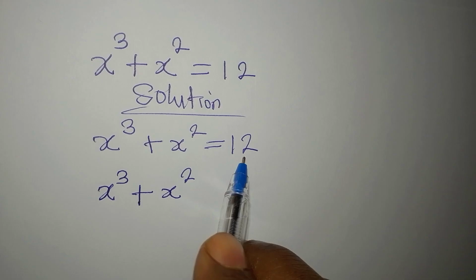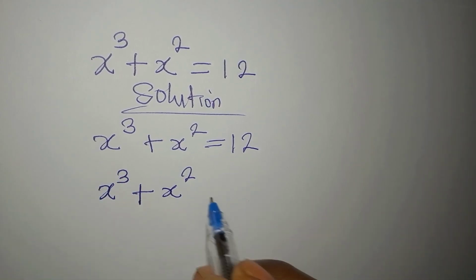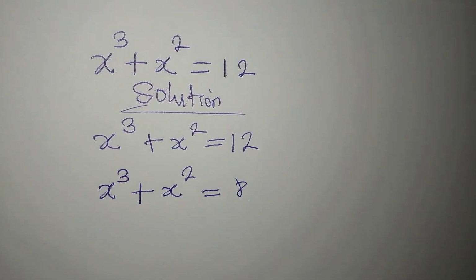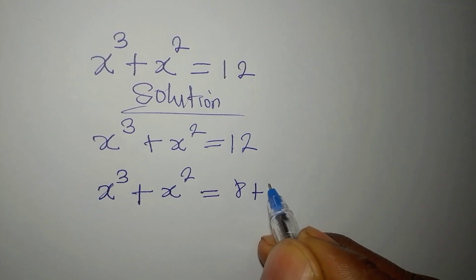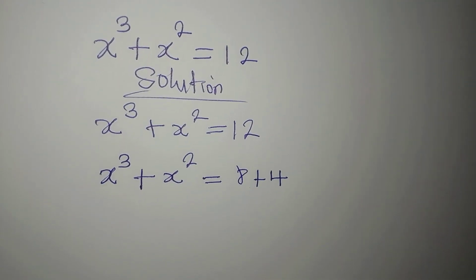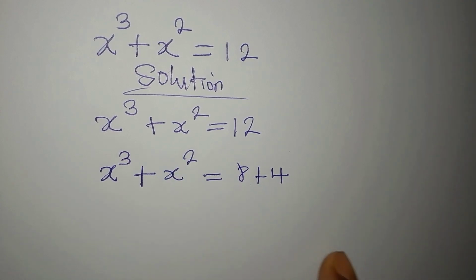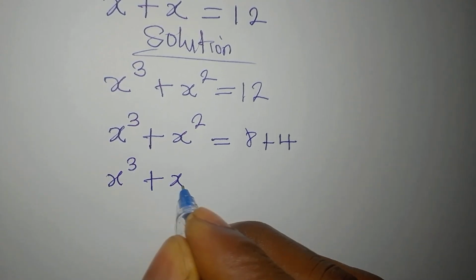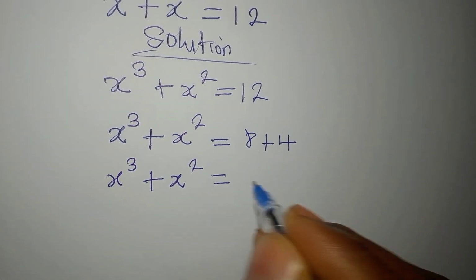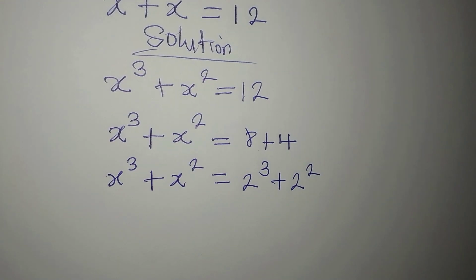Now, this 12 here, I can pick 8 out of 12, and that 8 will be written in this form. So I'll write 8, then plus, if I pick 8 out of 12, the next number is 4. Now look at this. 8 can be written in this form, and 4 can be written in this form. So x to the power of 3 plus x to the power of 2 is now equal to 2 to the power of 3 plus 2 to the power of 2. This way, everything is balanced.